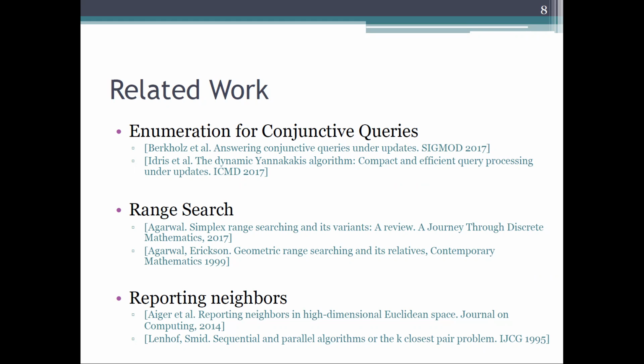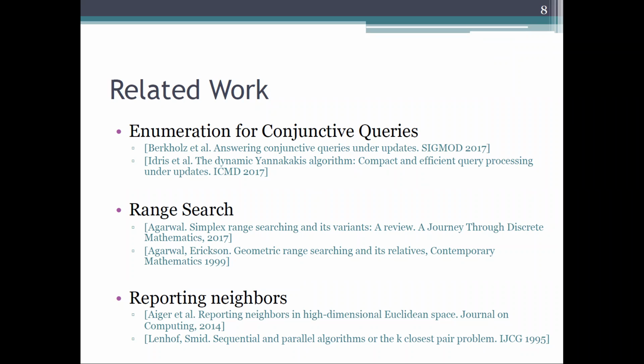In theory, there is a lot of work on range searching. Given a set of points in D dimensions, the goal is to build a data structure to answer reporting or aggregation queries among points in a query rectangle or half space or generally any range. These data structures are useful for our problem, but they cannot answer directly the problem of dynamic enumeration of similarity joins. Finally, there are papers on the reporting neighbors problem.